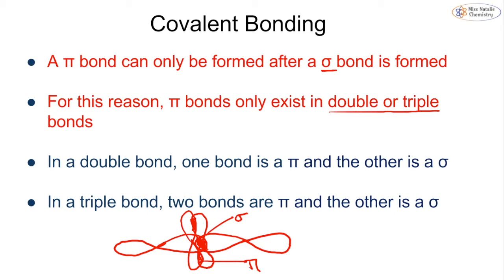So in a double bond, we have one pi bond and one sigma bond. And in a triple bond, we get two pi bonds and one sigma bond. So you will always only get one set of orbitals overlapping end to end. The others will overlap side to side.